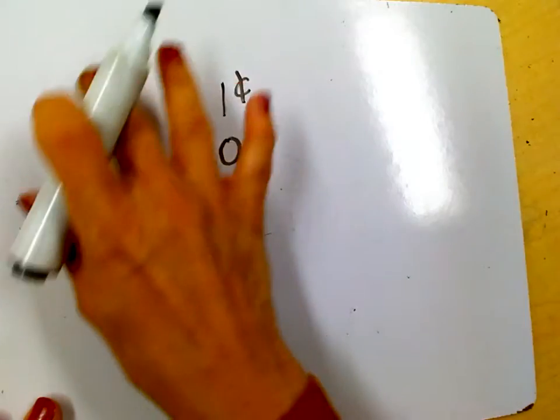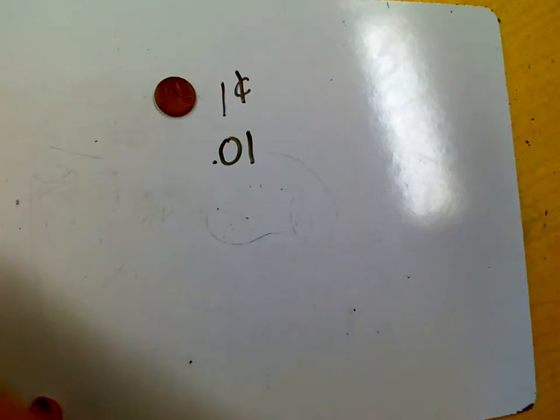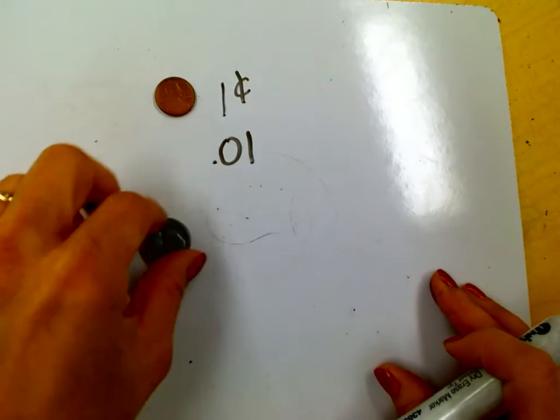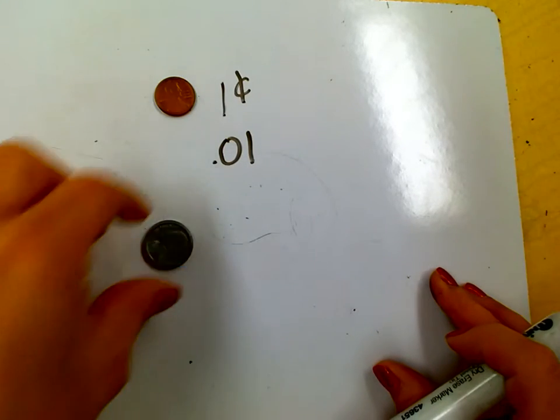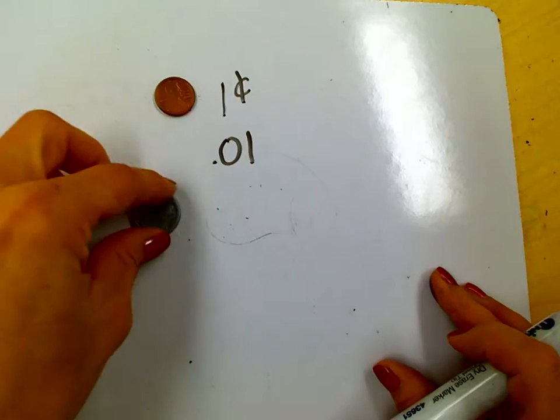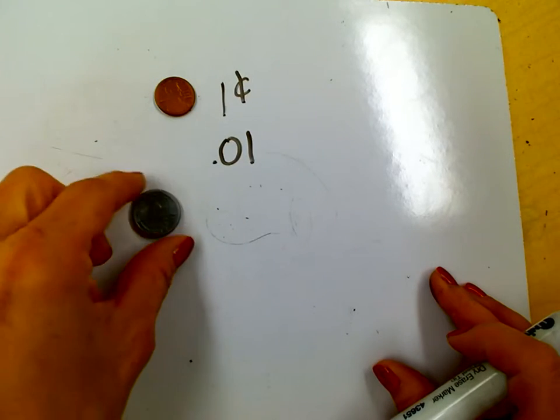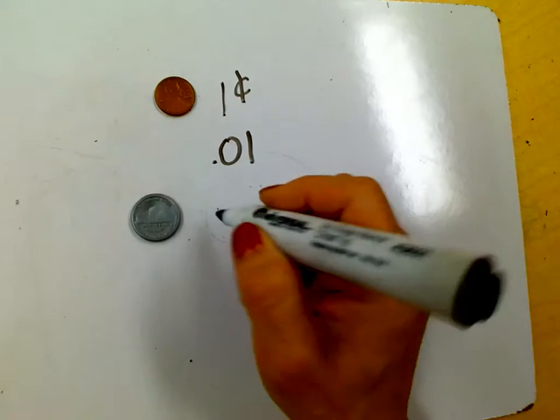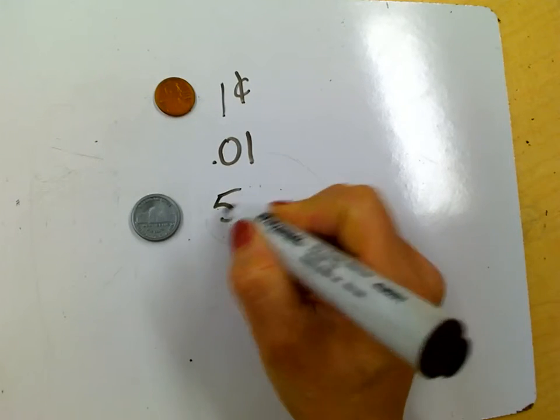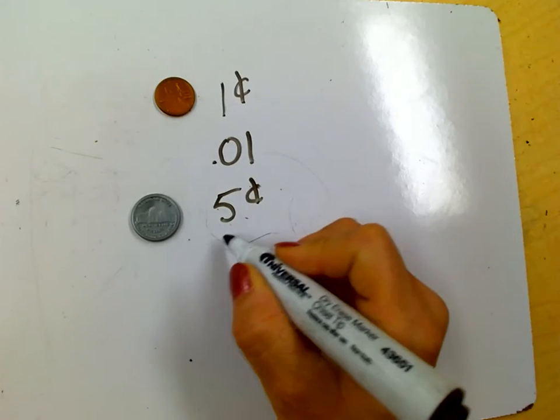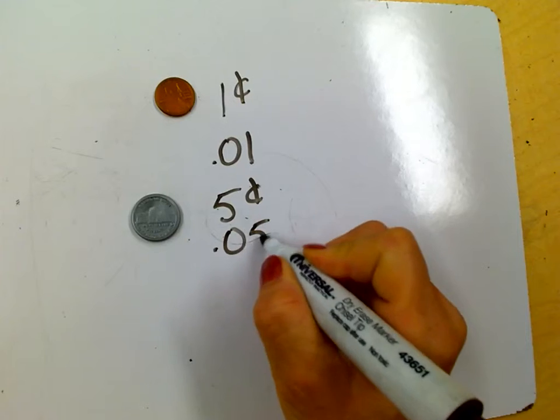Then when I look at my next coin, which is a nickel, I can see that the nickel has another president on it. And if I flip it over, it has this lovely kind of house here on the back. And the nickel is worth 5 cents. So I can either write it like this, 5 cents, or I can write it like this, 5 cents.